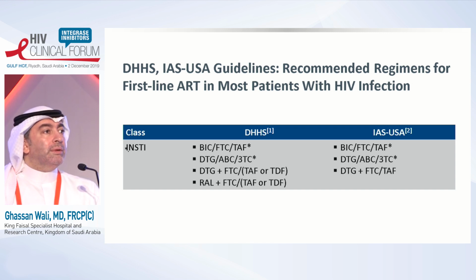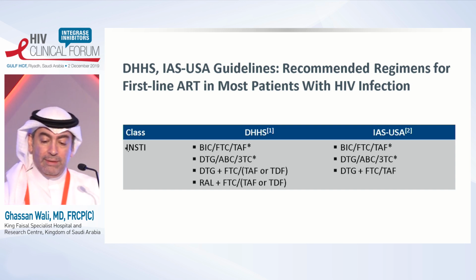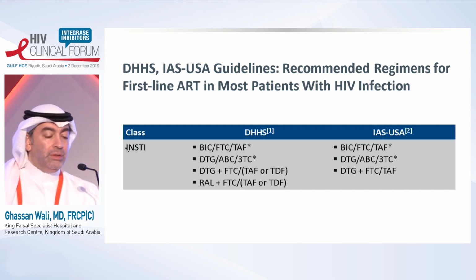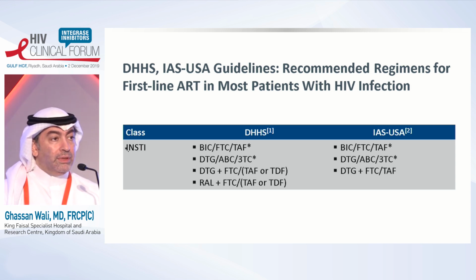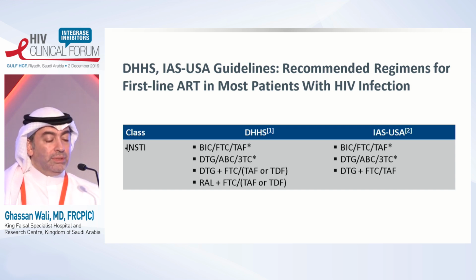Also, I'm sure you heard about the strategy of rapid starting in many of our patients is gaining popularity. So like our patient, when you don't have any information about genotype testing, the guidelines recommend using a high genetic barrier regimen in the form of bictegravir or dolutegravir. The DHHS guidelines continue to recommend raltegravir. We know that raltegravir used to be given twice a day, but now with the new formulation, it can be given at 1,200 milligrams once a day.